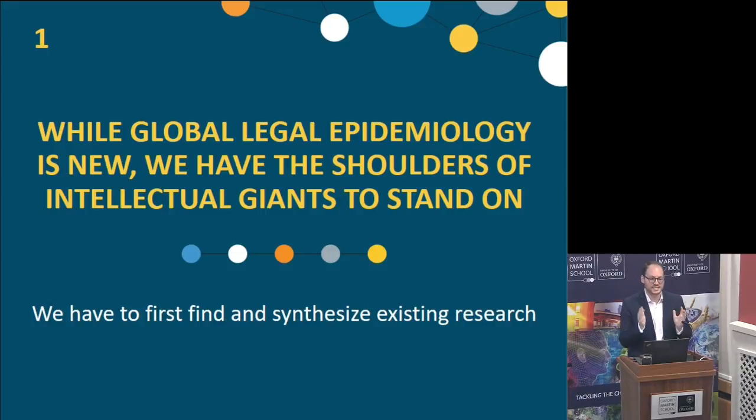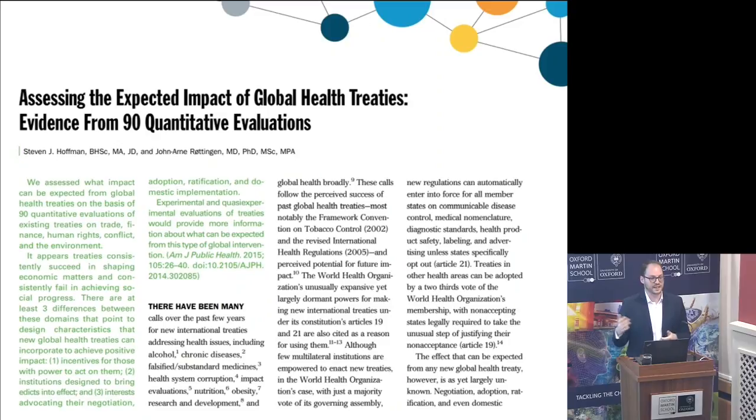We need to find and then synthesize existing research that is beginning to tease out when international laws have effects and when they don't have effects. And to do that, our first go at this was a study that brought together 90 existing quantitative impact evaluations of various kinds of treaties.